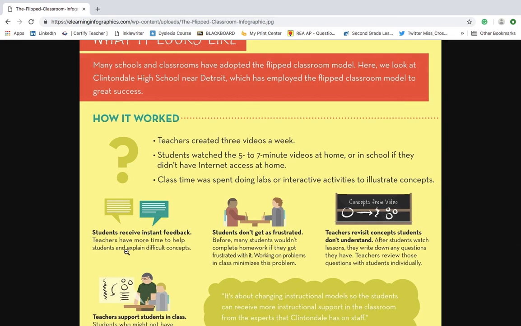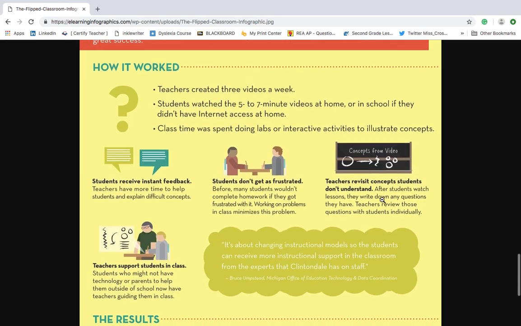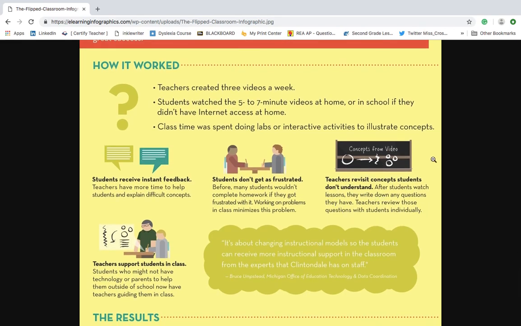The students remained calm. They didn't get frustrated with each other. They communicated. Then the teachers revisited the concepts students did not understand, and they were able to readdress those concepts that needed further teaching. That also gave the teachers insight into what worked and what did not work. Then it led to teachers supporting students in class. They were able to give that one-to-one ability to teach them and really break it down for them if needed.